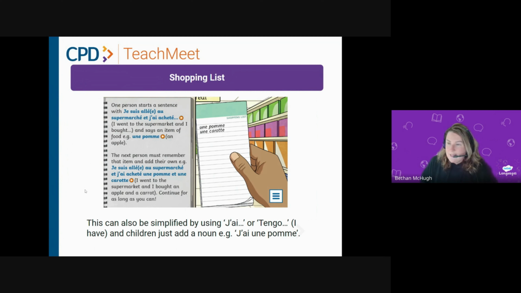The old "I went to market", or I've heard it called "Granny's basket", or various things, but saying, "I went to the supermarket and I bought..." Now that can be quite a long sentence. So you could just have, very simply, "I have", in which case children just add a noun. I have an apple, I have, or I eat, or I like. You could just, from a simpler point of view, add on a noun, because otherwise, "je suis allé au supermarché et j'ai acheté" is suddenly quite a massive sentence. Whereas if you just start with "I have", that makes it a little bit easier.